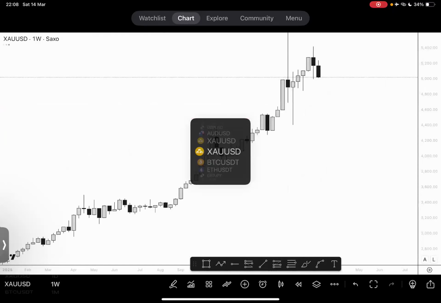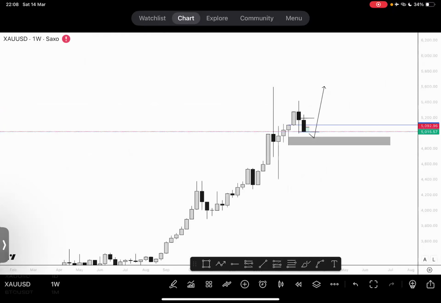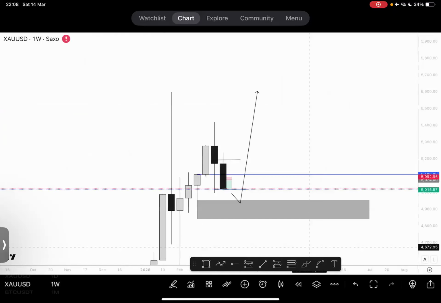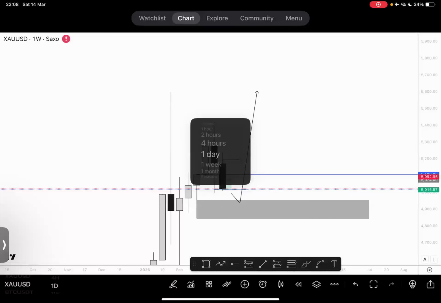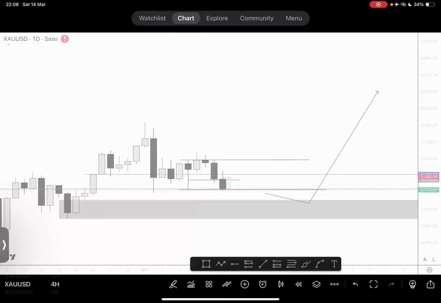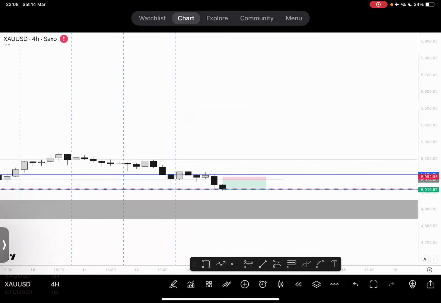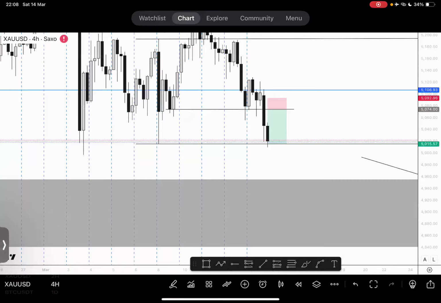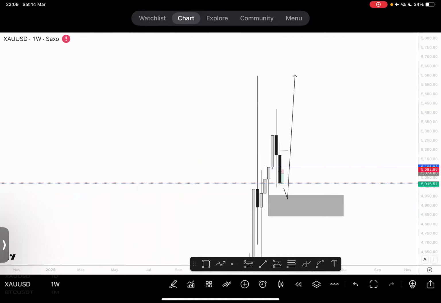Now for gold, personally this is my bias for gold for buys next week. I'll look for the market to take out these lows, come to the zone, and buy. I had a sell using the same method, but I didn't get triggered. It's very simple. Go to the weekly time frame.